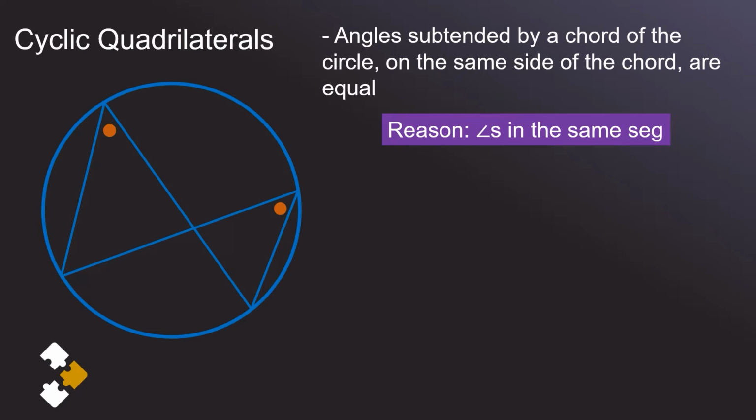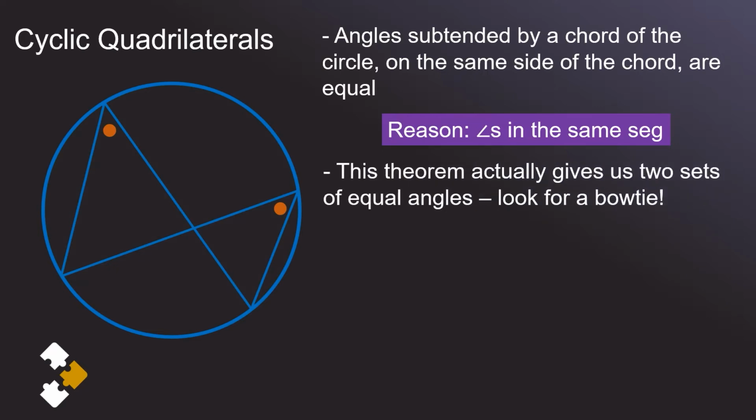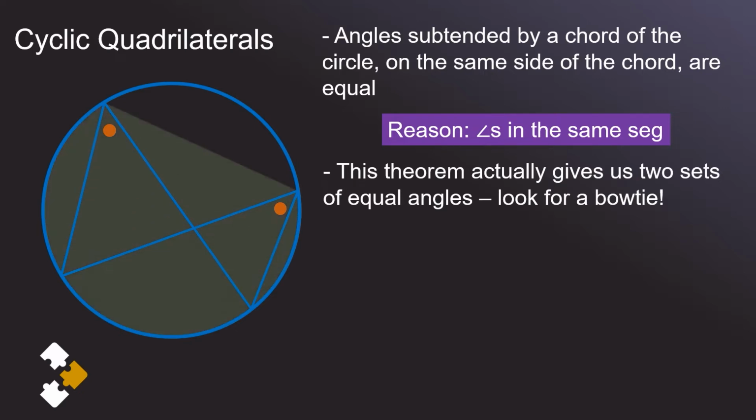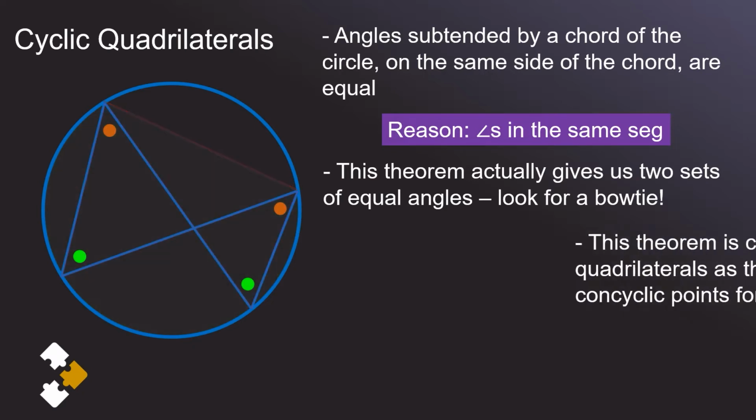Okay. So, this theorem actually gives us 2 sets of equal angles, because when we've got this bow tie, there's actually also the chord or the arc on the top of the bow tie that's going to subtend equal angles. So then, the angle that we've got there in green and the other angle in green, those are also angles in the same segment. So we actually get 2 sets of equal angles. We've got the orange ones and the green ones there.